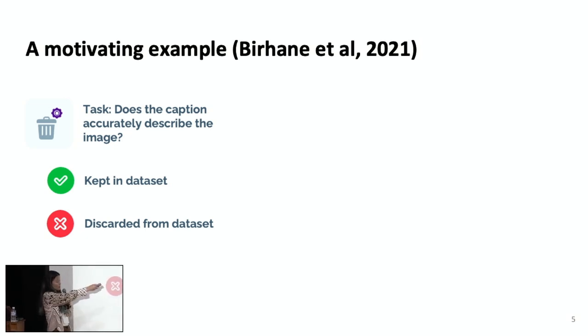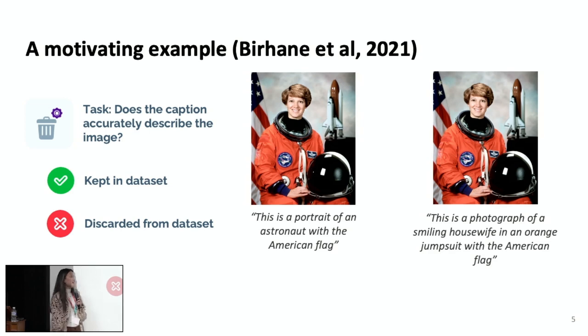Say we have two examples. They both share the same image of astronaut Eileen Collins, and say we have one with the caption of an astronaut and the other with a caption of a smiling housewife. According to the parameters and biases of this model, prior work shows that the first example actually would have been discarded, and the second, problematic one would have been kept in the final data set.